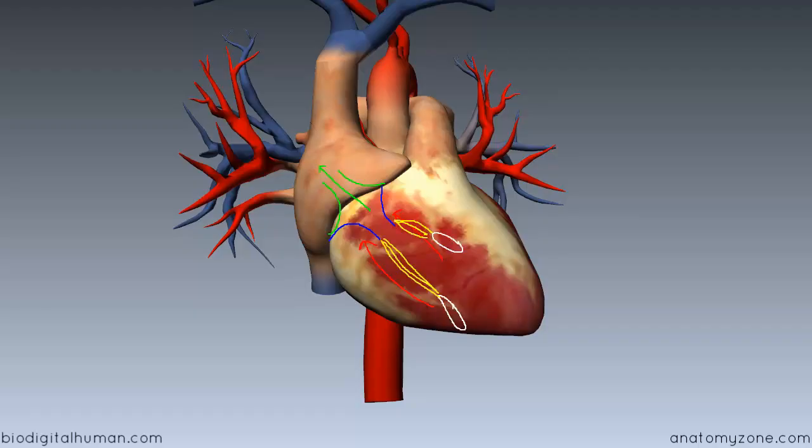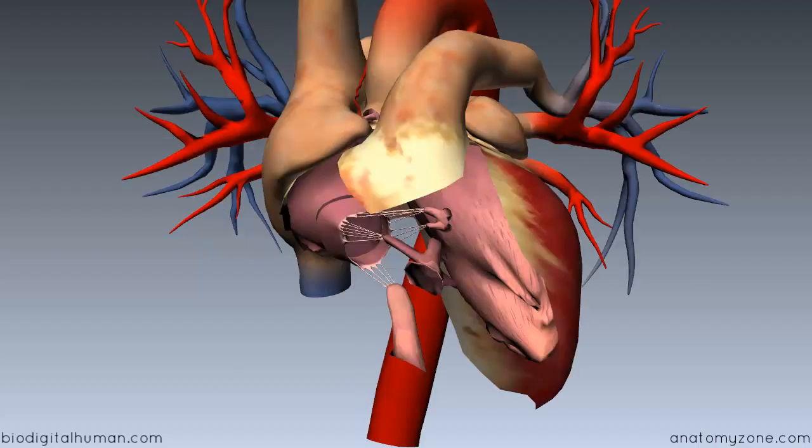So the papillary muscles, by attaching themselves to the cusps of the tricuspid valve via these cords, the chordae tendineae, prevent this from happening, and they thereby prevent the backflow of blood into the right atrium when the ventricle contracts. Just coming back to this view here, you've got three cusps and you've got three papillary muscles.